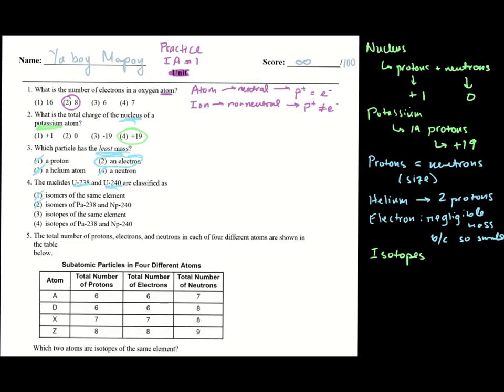Isotopes: same element, different mass number. You can see 238 and 240 are different mass numbers. So uranium-238 and uranium-240 each have different mass numbers, but they're still both uranium. So that's choice 3, isotopes of the same element.